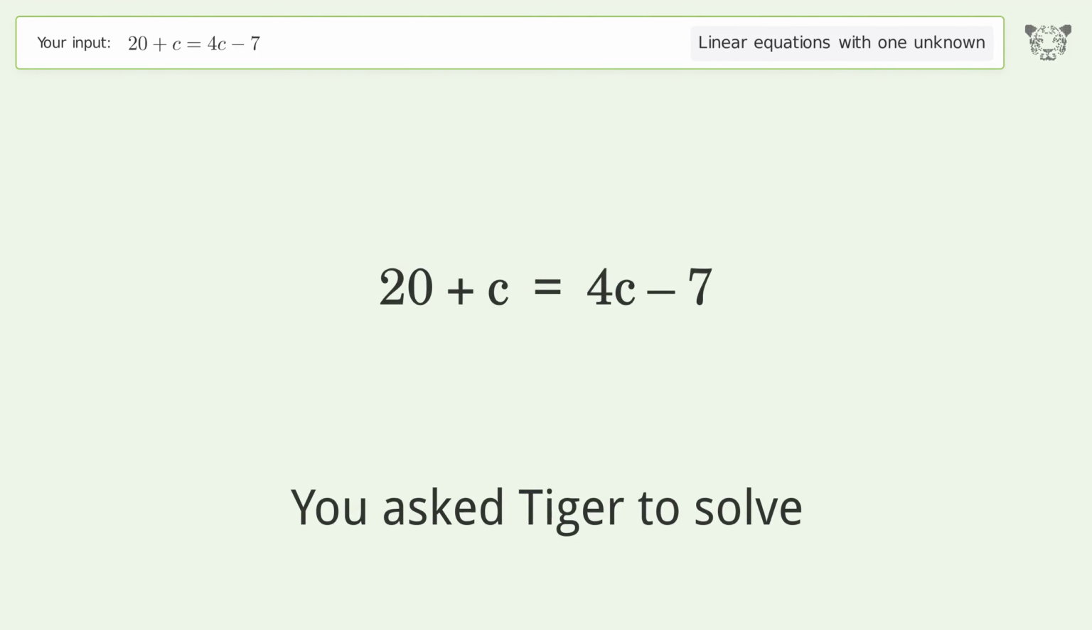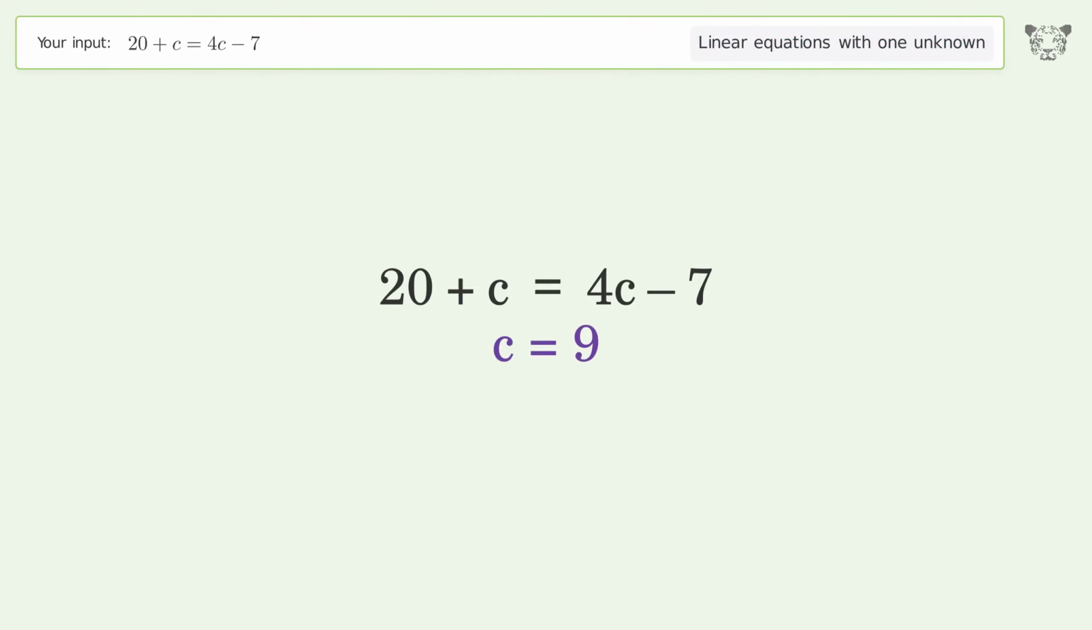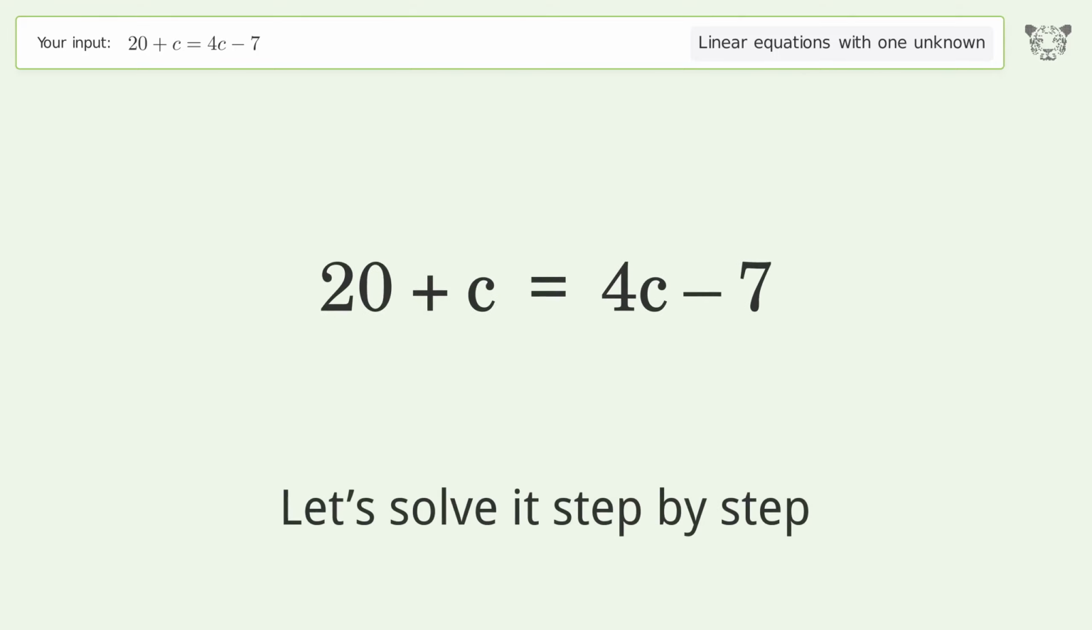You ask Tiger to solve. This deals with linear equations with one unknown. The final result is c equals 9. Let's solve it step by step.